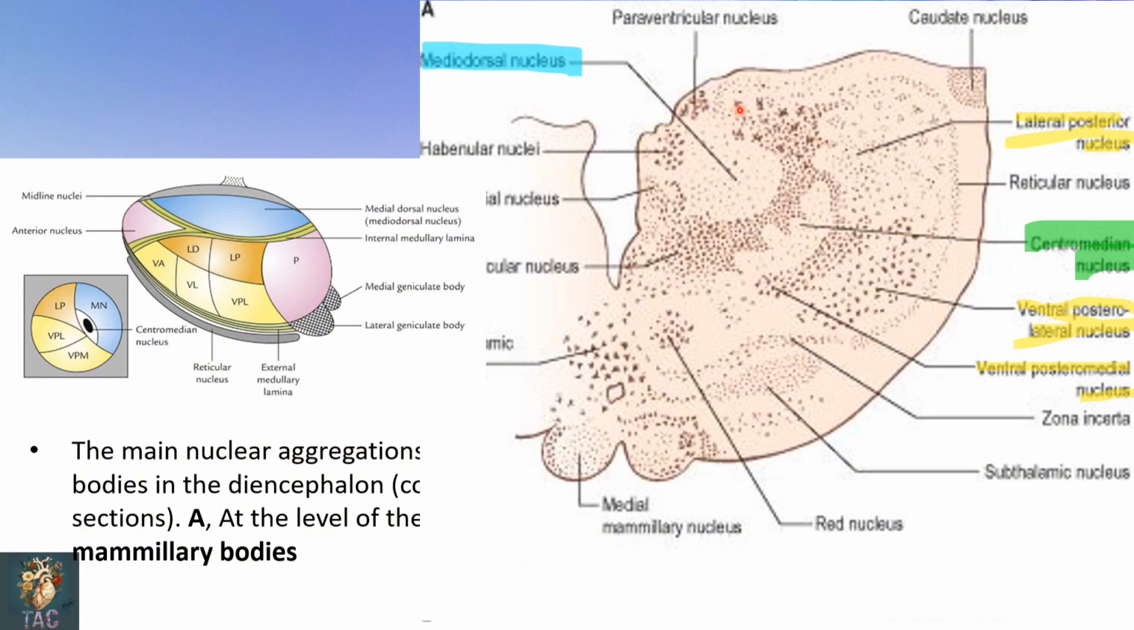So most important at this level, at the level of the mammillary body, you can see the mediodorsal, the lateral posterior nuclear group of the thalamus, the centromedian nucleus which are the intralaminar, then the ventroposterolateral and ventroposteromedial group which are part of the lateral nuclear group on the ventral aspect.